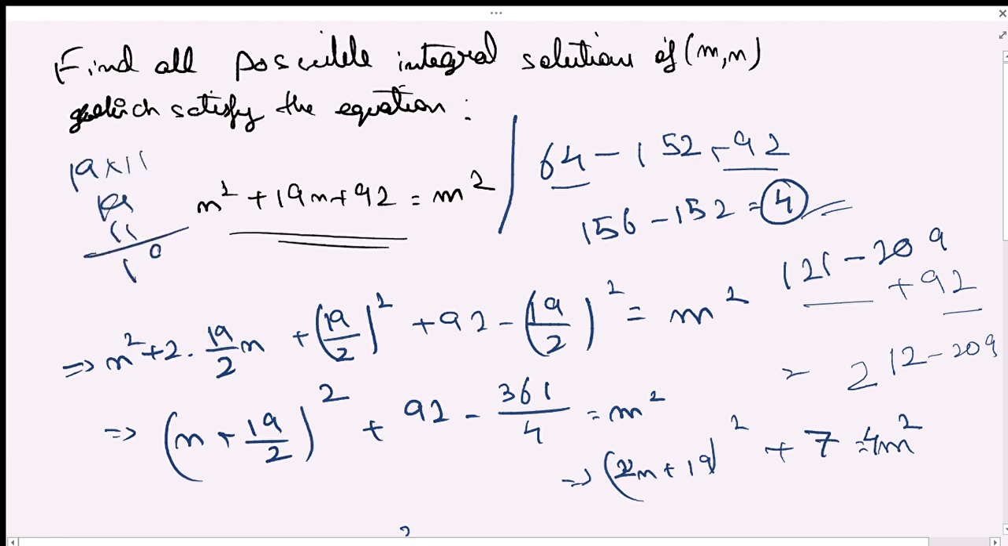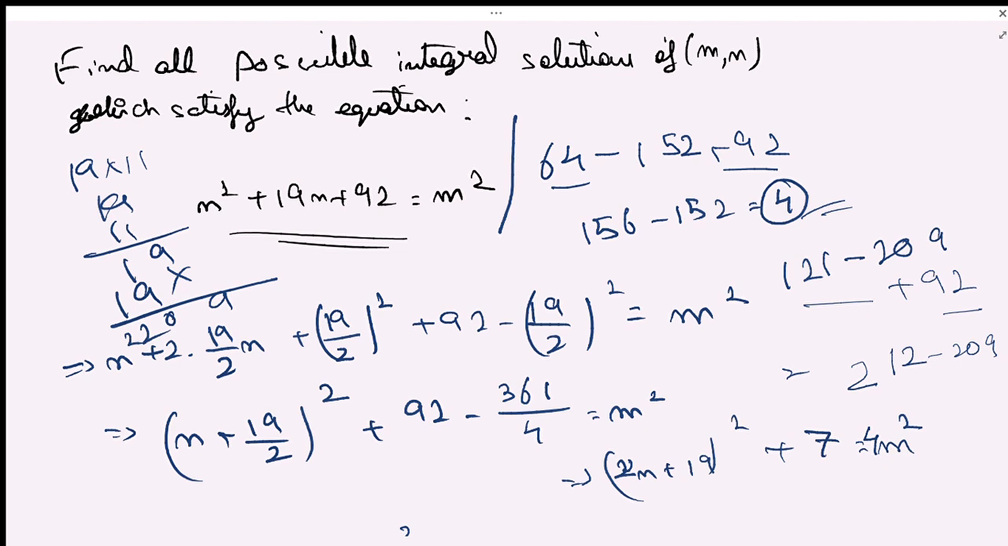So this becomes 19, and here you have 19. So 9, 9, 1, 10, 0 carry 1, 209. It's correct. And here you have 92, and 11 square is 121 itself. Right? 11 and 11 is 121. So 121 minus 209 plus 92.